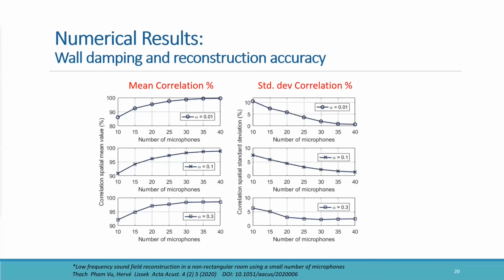We also further analyzed the effect of wall damping and number of measurements used in our reconstruction. As you can see in the graphs here, as the number of microphones increases, so does the correlation between the reconstruction and the ground truth. Furthermore, the standard deviation also reduces significantly as we increase the number of microphones. Finally, we can also see that increasing the wall damping from 0.01 to 0.3 does have an effect on the accuracy of the reconstruction framework. However, we can always compensate for this by increasing the number of measurements.